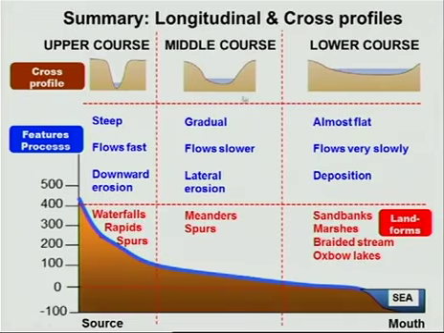Here again, look at this. Look at the link. Gradual slope. It flows slower. And now we've got our lateral erosion. Look at this again. Also the three things. It's almost totally flat there. The river is flowing very, very slowly. And because it flows slowly, it cannot transport the material. And we get the material that will be deposited there in the lower course.